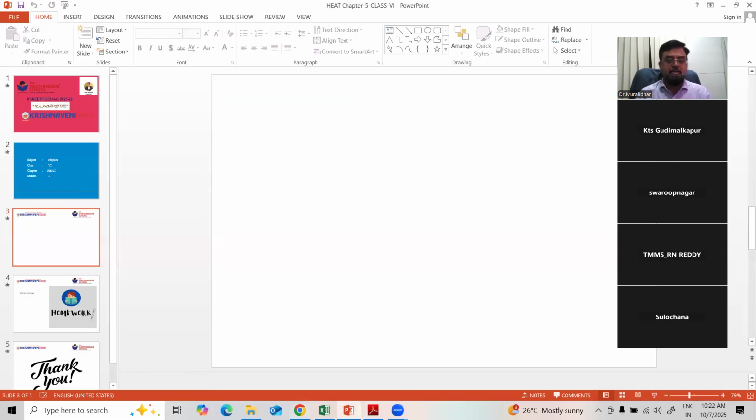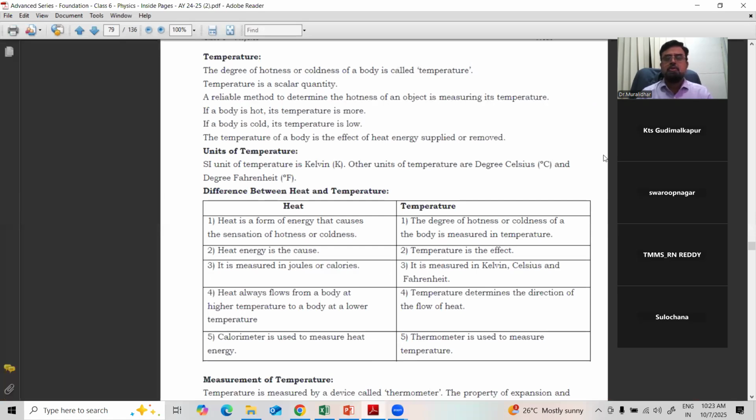So far, we learned what is heat, what are the effects of heat, what heat can do. The next one is the direction of flow of heat, what is thermal equilibrium, and what are the sources of heat, which we have to discuss before going for temperature.